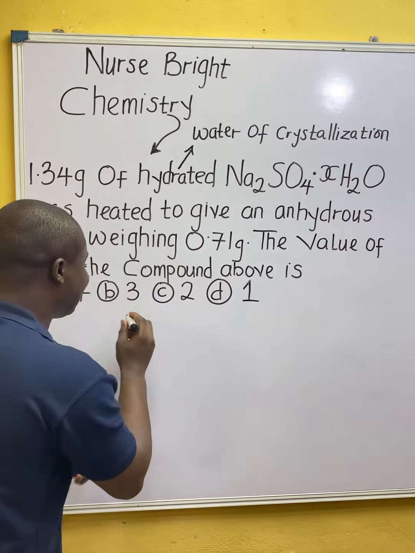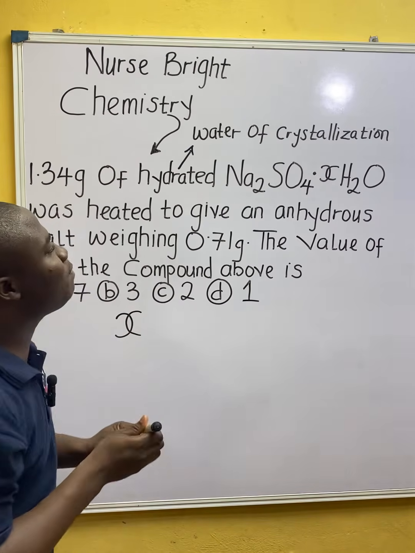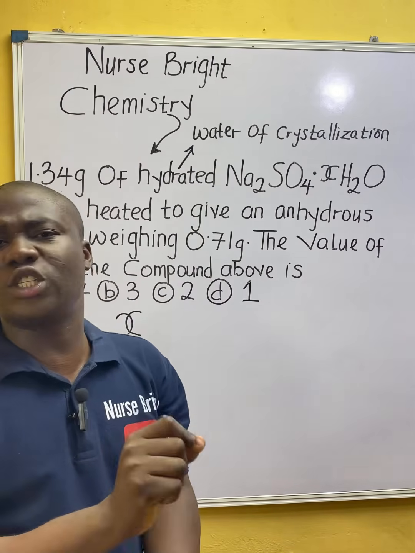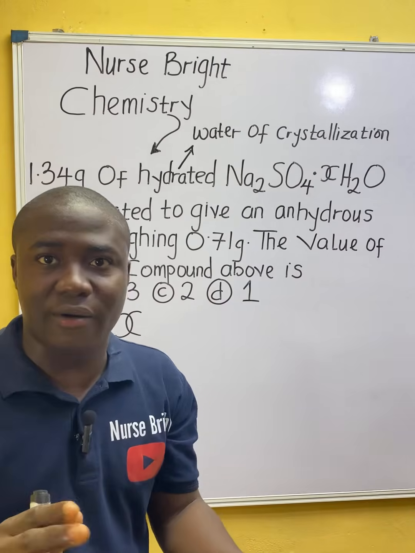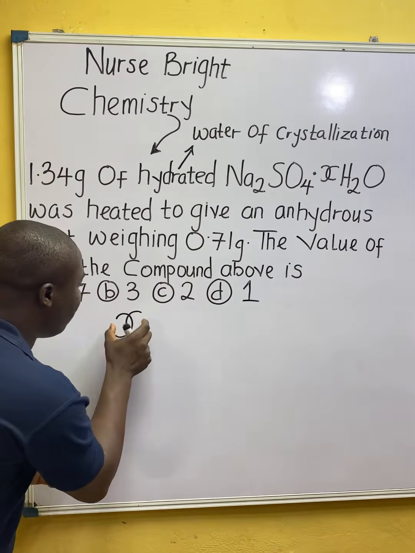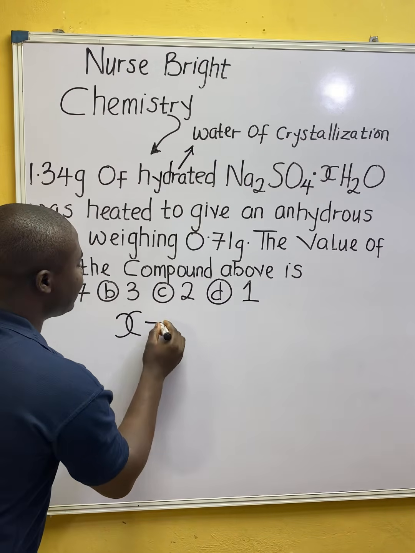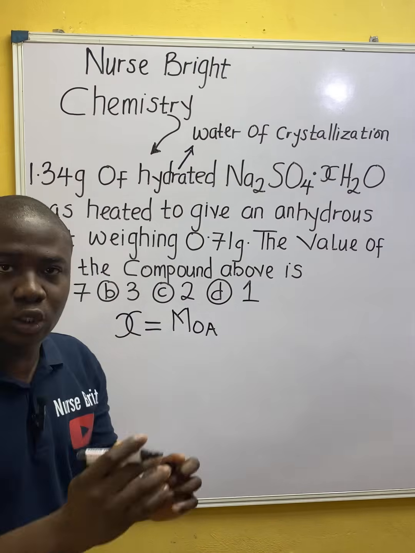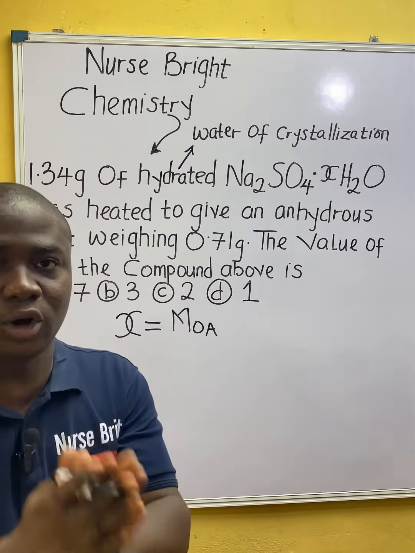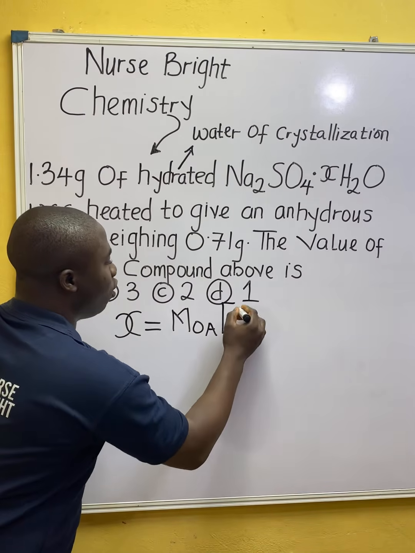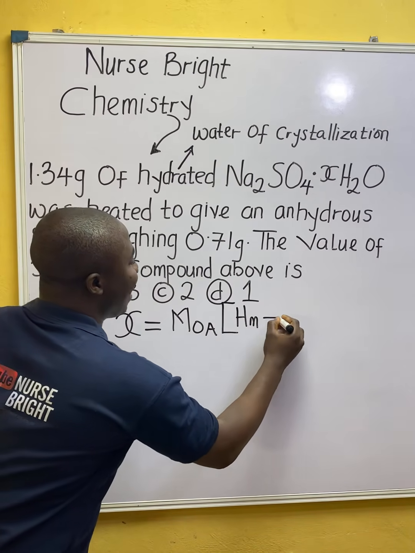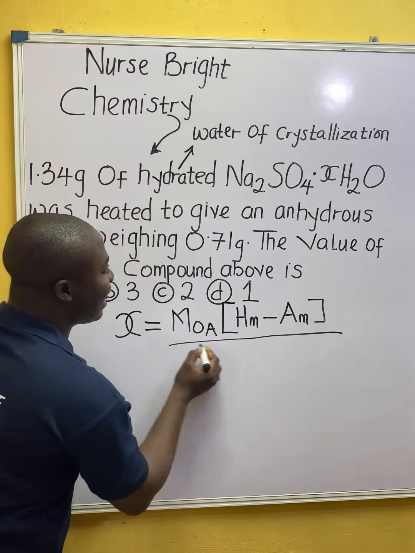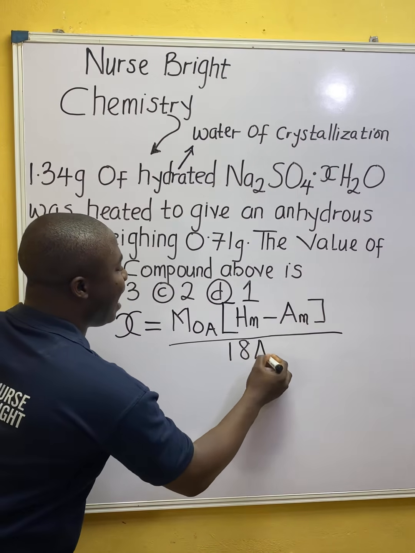Here is the formula. The formula is simply X. Now, this place they wrote X can be any symbol, can be Y, can be Z, all right? In the course of this question, it was given to be X, all right? It can be anything, all right? So the formula is X is equal to MOA, into HM minus AM, all right, all divided by 18 AM.